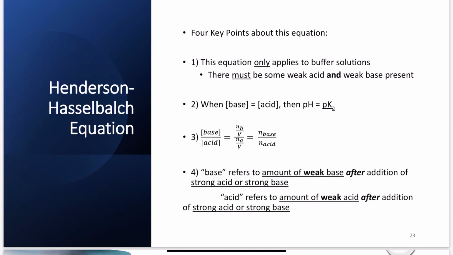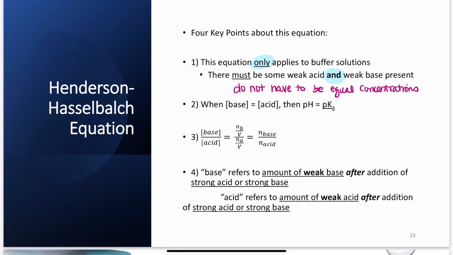This equation, I cannot emphasize this enough, only applies to buffer systems. There must be some weak acid and weak base present. If both are not present, do not use Henderson-Hasselbalch. It will not be accurate. You have to have both present. They do not have to be equal, but they both need to be there.